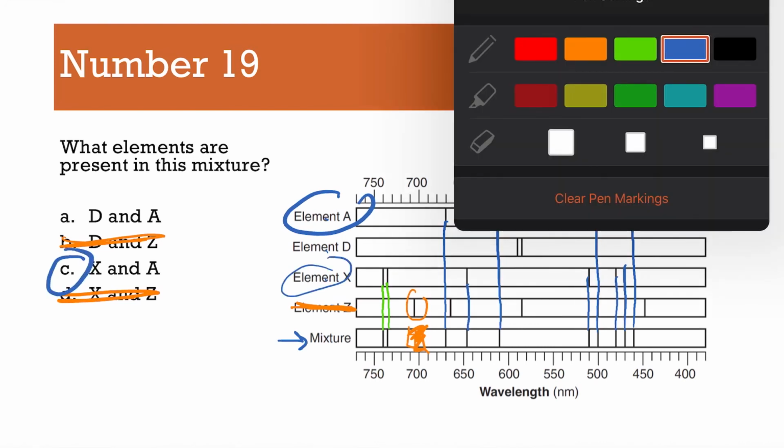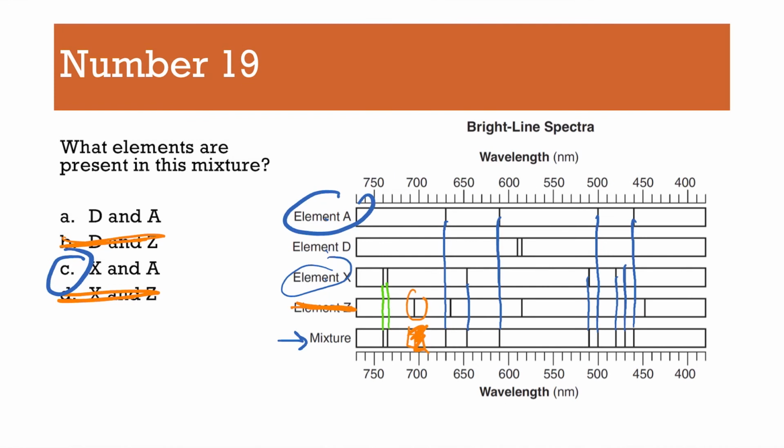Now the reason it's not D, because D matches up a few times. If we look here, D has that double pair. If D was in the mixture, that double pair would be right there. But because it's not, D cannot be in the mixture. So in order for an element to be in the mixture, every single one of its lines needs to also be in the mixture. I don't care if you have 100 of them that match up. If one of them doesn't, it cannot be there. So if you're lining up every single line, it is almost guaranteed that you will get the right answer.